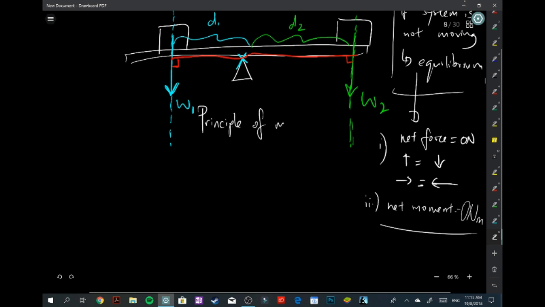of moment. Now, the principle of moment states that the sum of anti-clockwise moments equals the sum of clockwise moments.